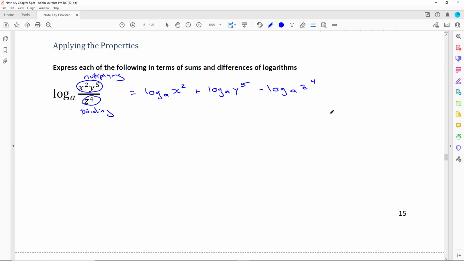So the textbook goes through this whole thing where they show you that it's like the numerator getting divided by the denominator, and then you have to use brackets. I'm like, just keep it simple. Anything on the top is multiplying. Anything on the bottom is dividing.